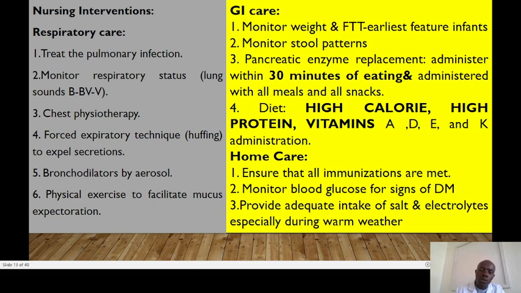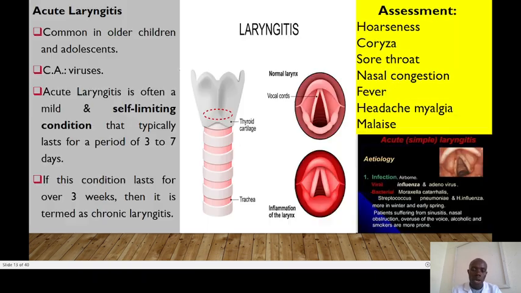When at home, you're supposed to ensure that all immunizations have been met and monitor blood glucose for signs of DM, and provide adequate intake of salt and electrolytes, especially during the warm weather.